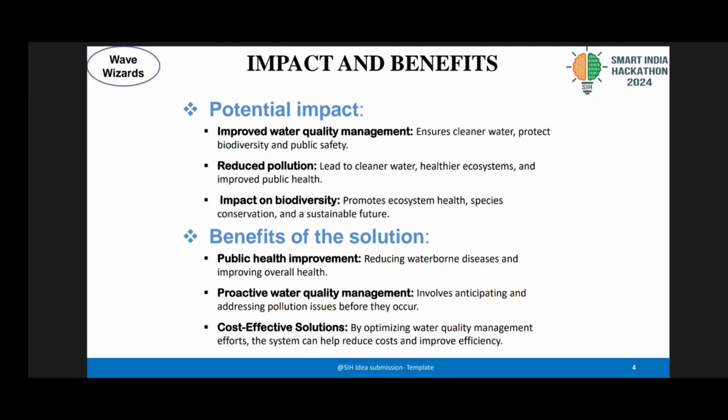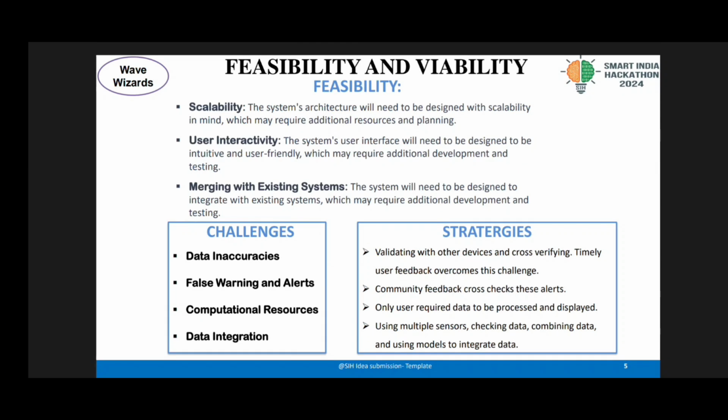Third is cost effective solution. The system provides a cost effective solution by optimizing water quality management, which helps reduce operational cost and improve efficiency. By targeting specific problem areas and minimizing unnecessary intervention, it ensures resources are used effectively, saving money while maintaining high water quality standards.